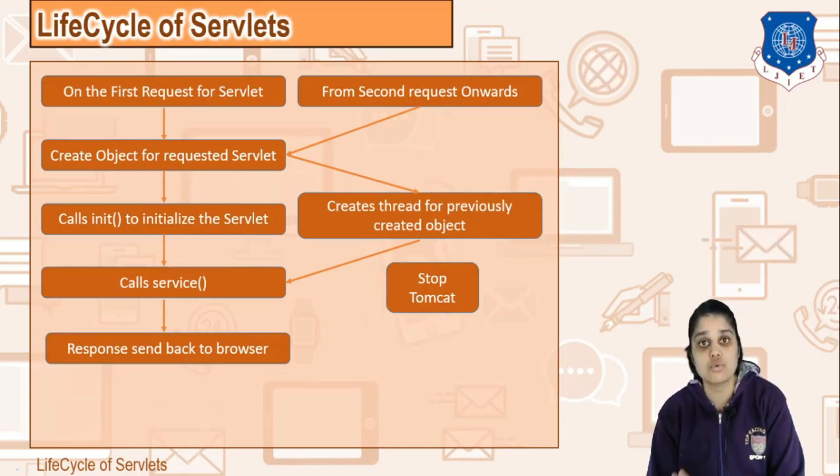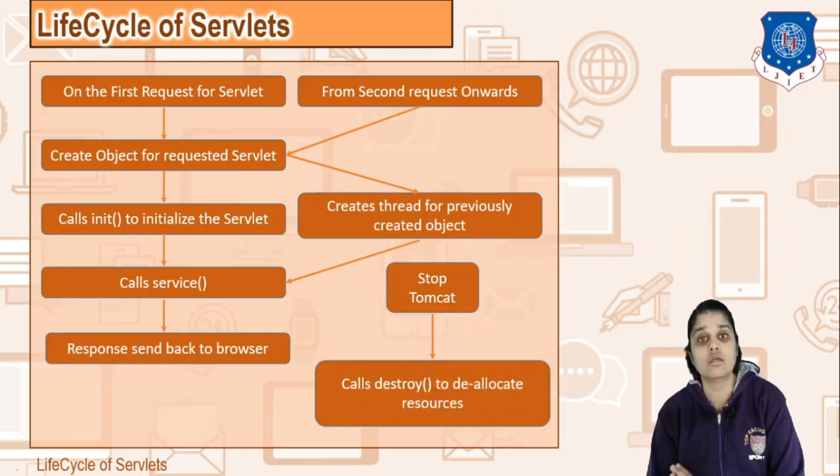various methods, doGet or doPost, based on the method that is being redirected by the form. So this particular method, either doGet or doPost, is internally called by your service method. Okay, now next step is, after this is done, your Tomcat is going to be stopped. Whenever you are stopping your Tomcat server, at that time Tomcat is going to call the destroy method of the servlet.